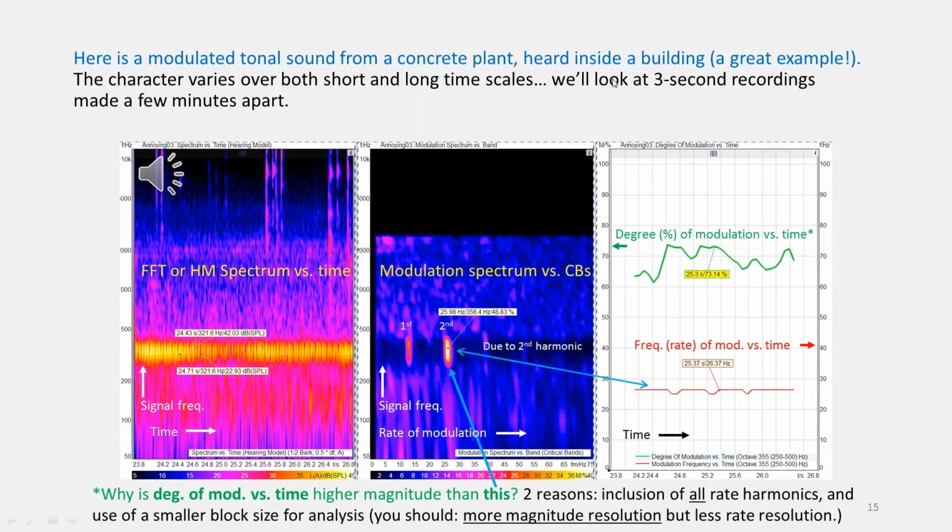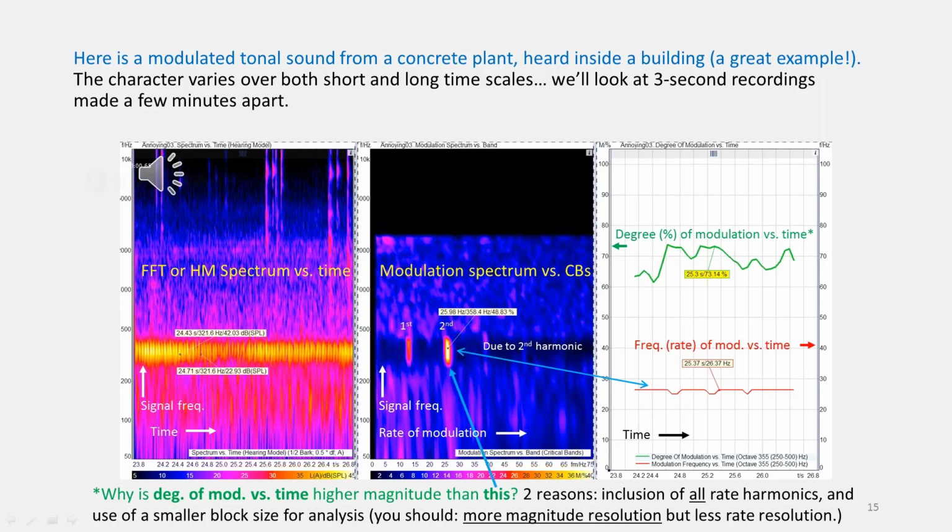Here is a real signal, which is a very nice example for showing modulation. Again, I find it very useful and recommend to you to do a spectrum versus time and the modulation spectrum versus band side by side. We have a third panel here, which is the strength of the modulation in percent in green and the rate of the modulation in hertz in red.